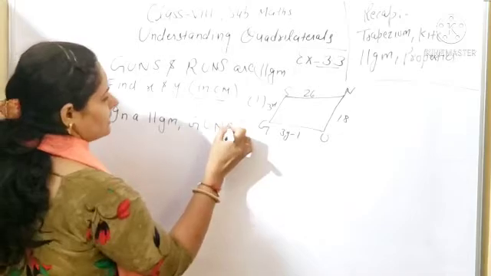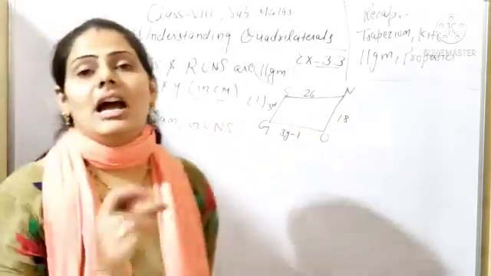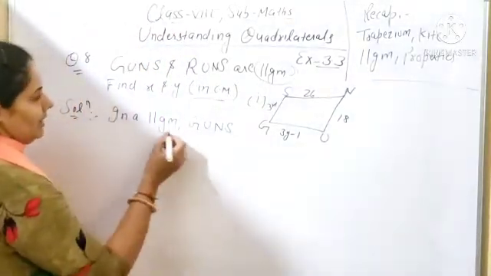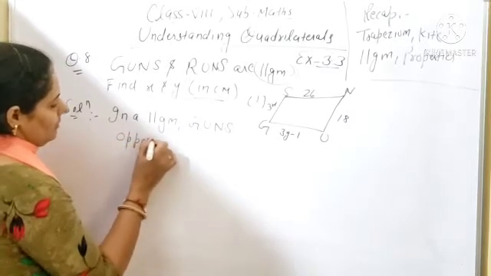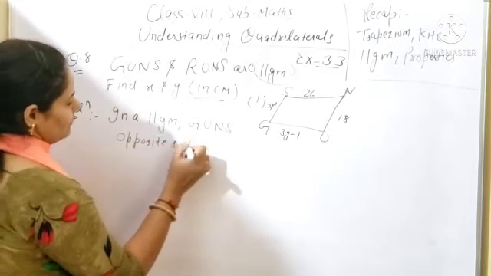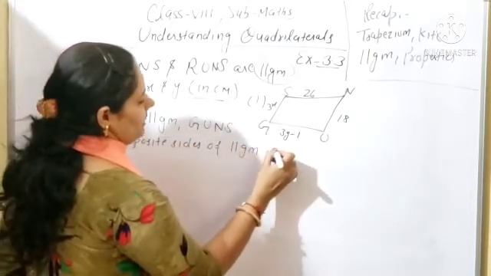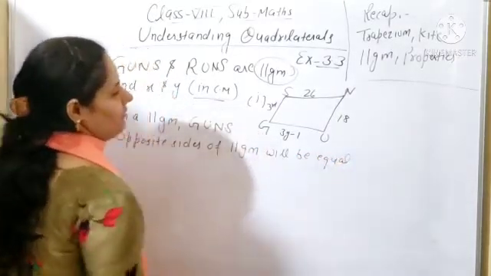G, U, N, S. All the sides are given, so you can use the property: opposite sides will be equal. Okay, beta. So in a parallelogram GUNS, you will write: opposite sides of a parallelogram will be equal. Okay, opposite sides of parallelogram will be equal.